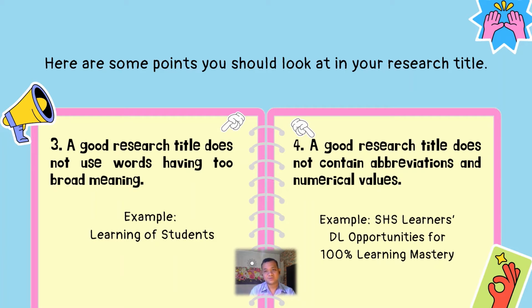Number 4, a good research title does not contain abbreviations and numerical values. Take a look at this example. Senior high school learners DL opportunities for 100% learning mastery. So, in this example, DL, as well as the SHS, and 100% should be deleted. To revise that, you can have senior high school spelled out.